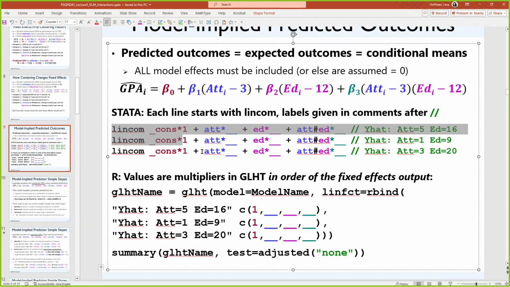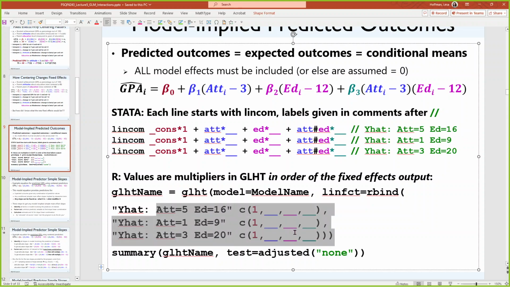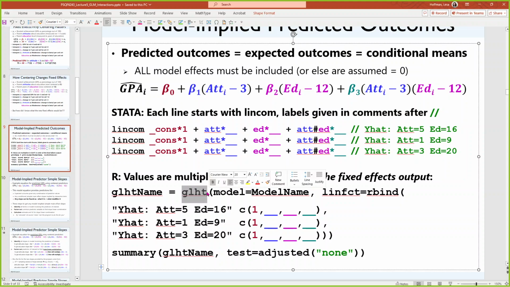So this is Stata code. This is R code. These are lincoms, which stands for linear combinations in Stata, and I'm using the glht function that allows us to make linear combinations out of fixed effects in R. So I'm telling you in the comments here in the labels what I'm trying to generate predictions for. The first one is a predicted outcome, a y hat, for somebody who has high attitudes of 5 and relatively high education of 16.